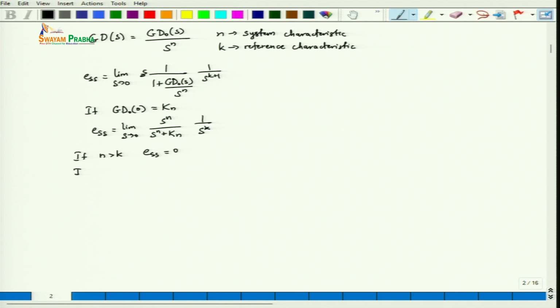In the scenario where k is greater than n, this particular part will dominate. In that case, the steady state error will tend to infinity.